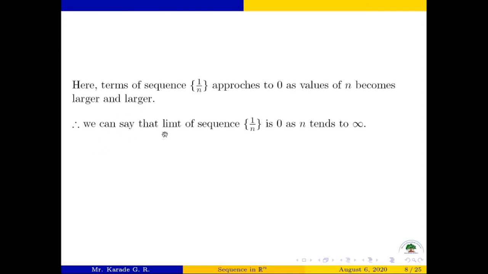Therefore we can say that the limit of the sequence 1 upon n is 0 as n tends to infinity. Therefore we can write limit of 1 upon n as n tends to infinity is 0. The meaning is that the terms of the sequence 1 upon n approach 0 when n becomes larger and larger. n means the suffix of the term xn. When it becomes larger and larger, the terms approach 0.